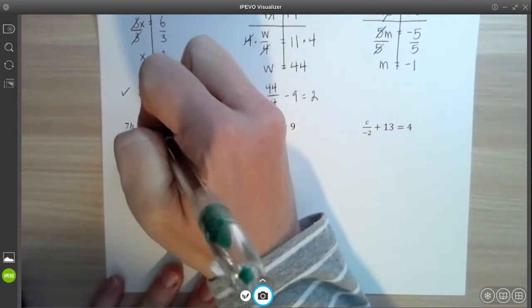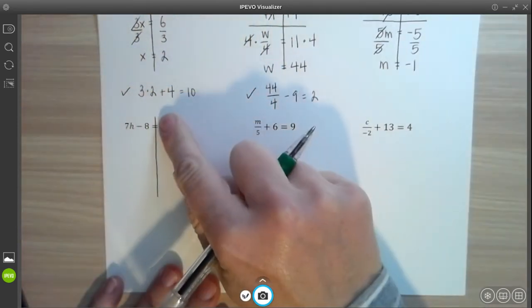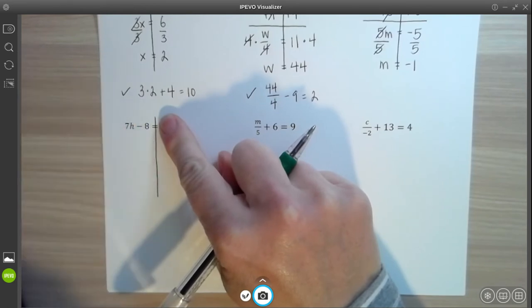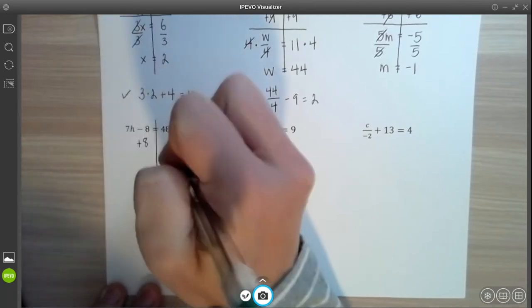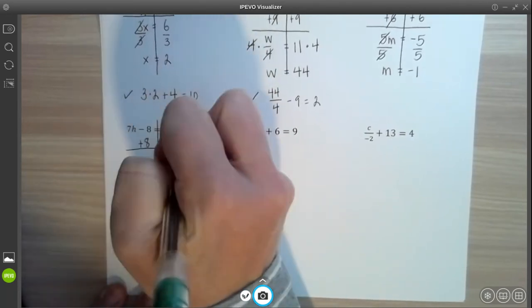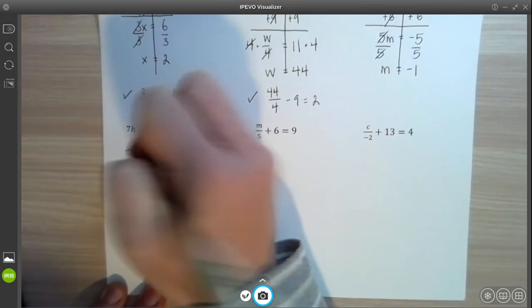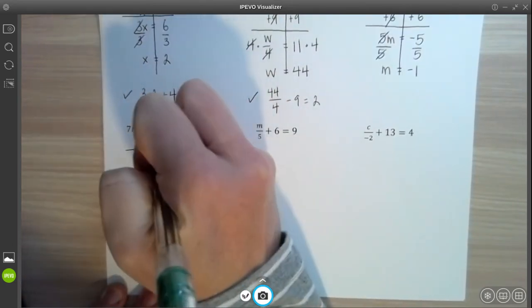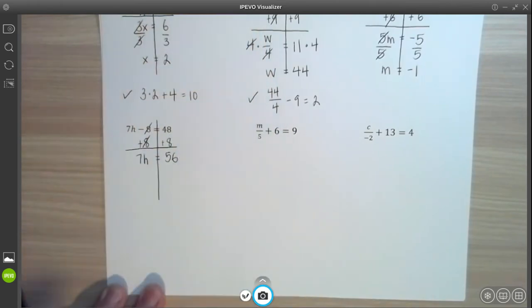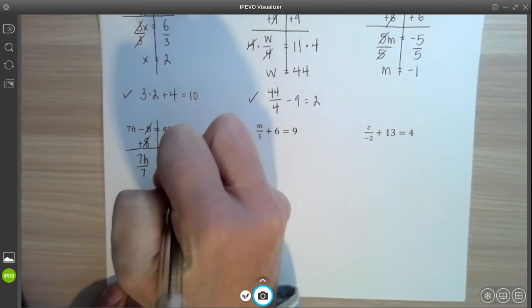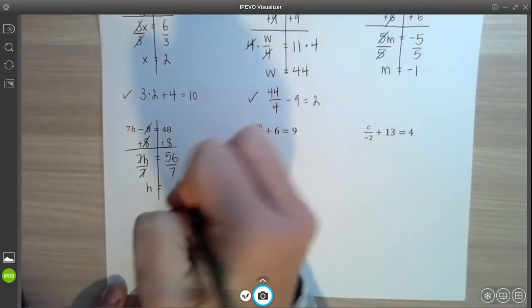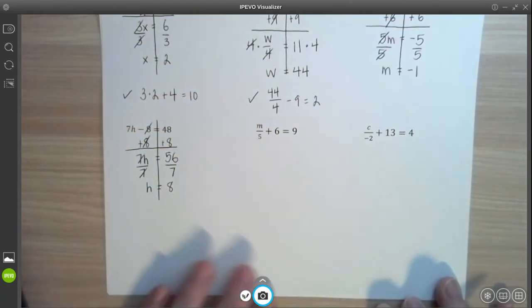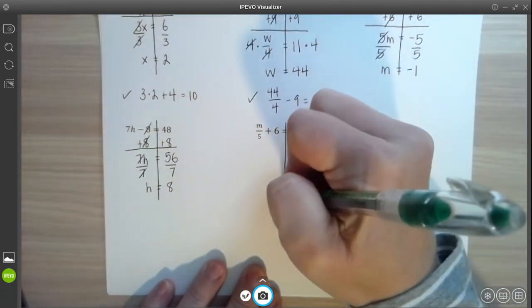Okay, another few problems to try out just so we get this. Variables on the left, we have multiplying and subtraction. Always move the subtraction or addition first with a problem like this. So we're going to add the 8, because that's the opposite of subtracting 8. Bring down that 7h. 48 plus 8 is 56. Then I need to undo this multiplication by 7. So I'm going to divide by 7 on both sides. And that's going to leave us with 56 divided by 7, which is 8. Okay, here's another one like that.